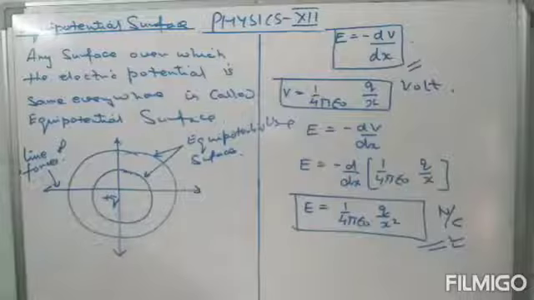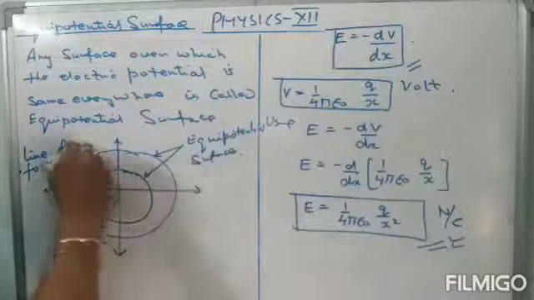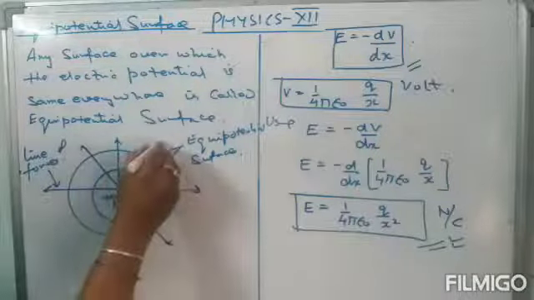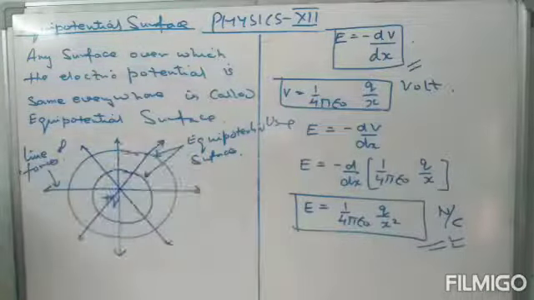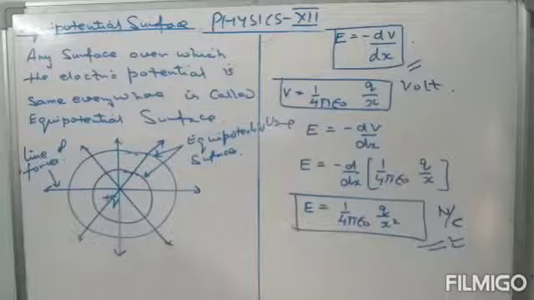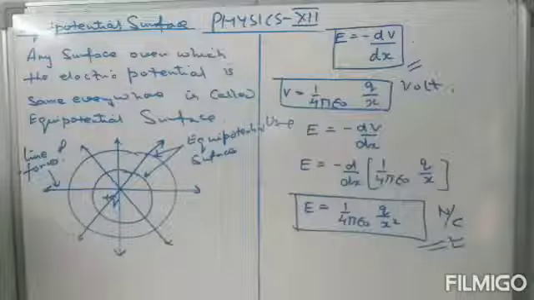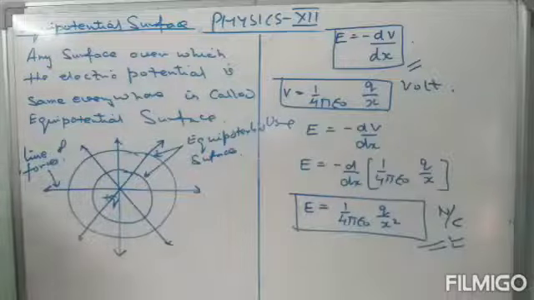Second is the lines of forces. You can see these are lines of forces. They are mutually perpendicular everywhere. They are making 90 degrees. And third, you can say no 2 equipotential surfaces intersect each other. That means they are parallel.